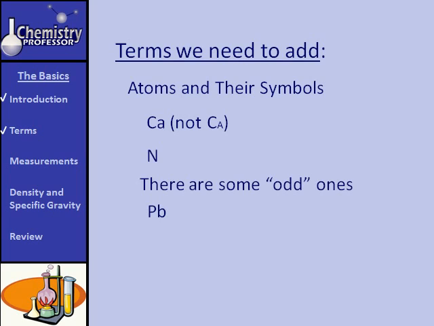For example, there's Pb, lead. Lead. It comes from plumbum. Fe, iron, comes from ferrum. Na, sodium, comes from natrium. And so forth. You're going to have a number of these.